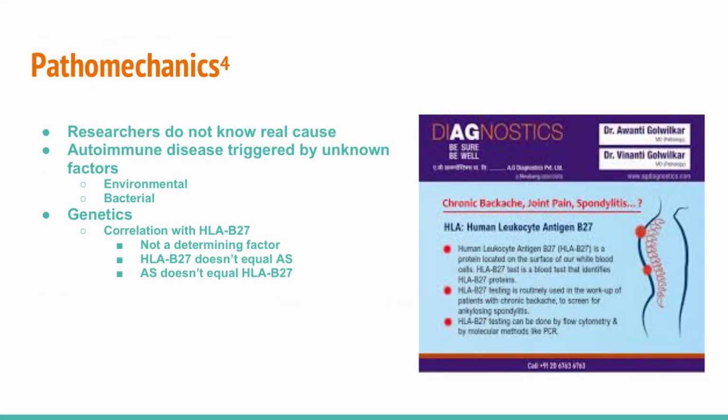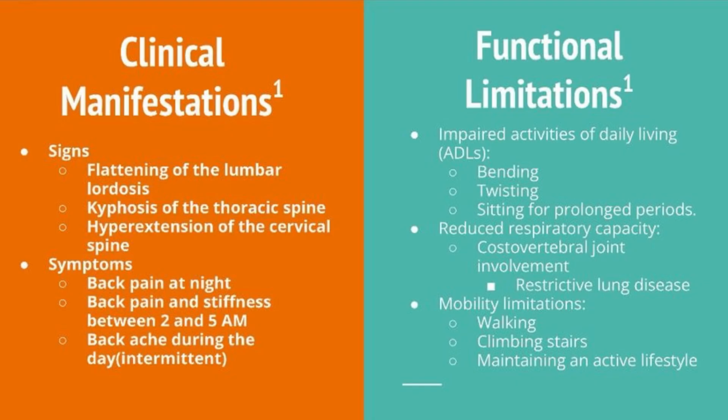So there is no real known cause to this disease. It is an autoimmune disease, so it can be triggered by environmental or bacterial factors. It does have that correlation with HLA-B27, but that is not a determining factor. Just because you have the HLA-B27 does not mean that you have AS. Just because you have AS does not mean that you're going to have the HLA-B27.